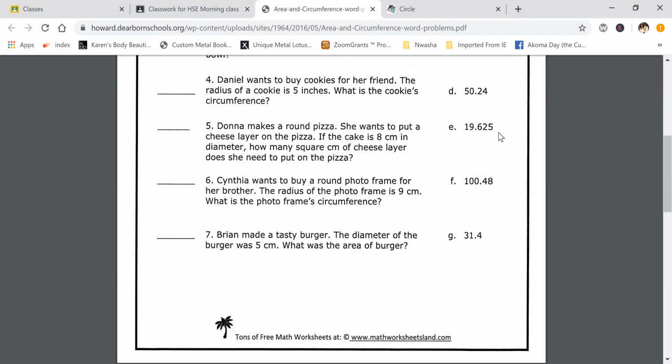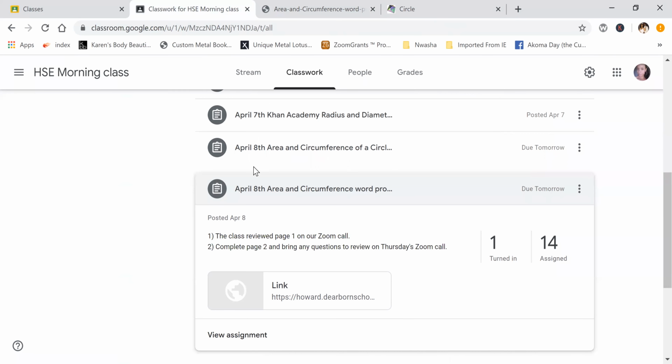So who has the answer for number 5? I have D. That's correct. Who has a question for number 5? So everybody's good with that one? You got D? I don't even have the paper. I couldn't find it. Oh, okay. So this one is, let me just show you. Can you still see the screen? Yes.